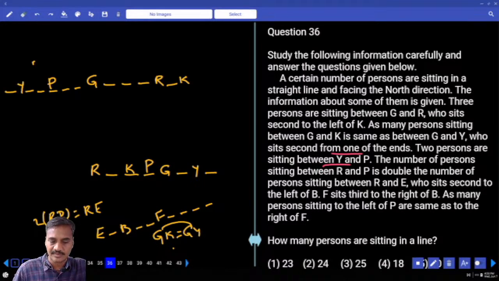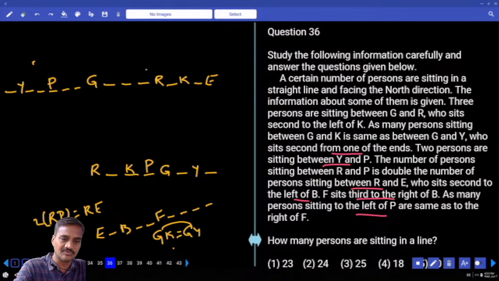Then what is the other information? F sits third to the right of B. And as many persons we have taken. Then next one, number of persons between R and P is double that of R and E. E sits second to the left of B. Now between R and P must be twice that of R and E, isn't it? R and E, then if you take R and E like this. Now R and E, how many people are there? 3 people. Hence in between R and P there must be exactly 6 people.